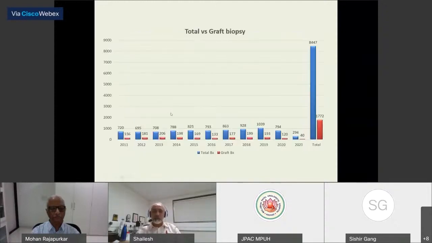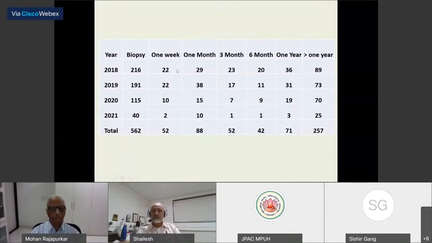Here we have a graphic illustration year-wise of the number of total biopsies and graft biopsies. And here we see the breakup of these graft biopsies, a total of 216 in 2018, 191, 115 and 40 biopsies in 2021, and the breakup is biopsies received in the first week, 1 month, 3 months, 6 months, 1 year, and more than 1 year. So a total of 257 biopsies.